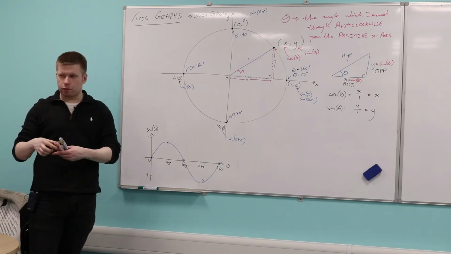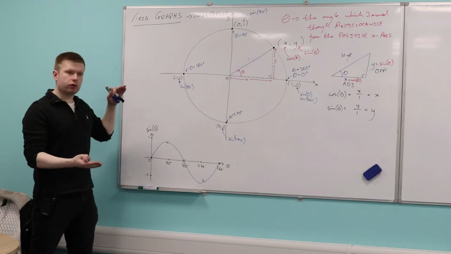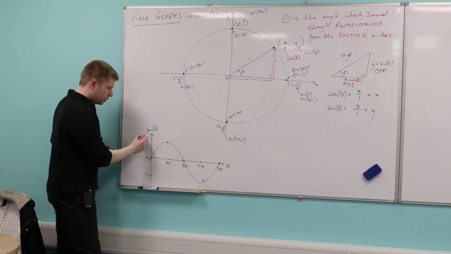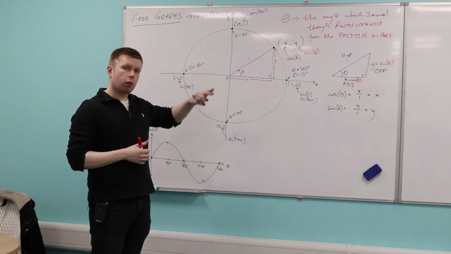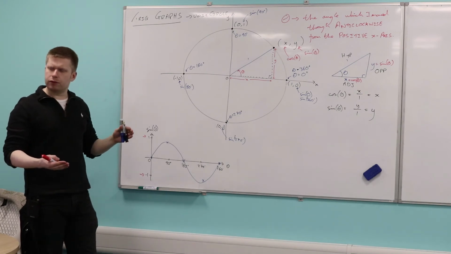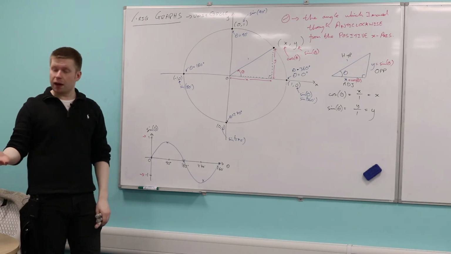A couple of things to notice from this graph. What is the range? What is the maximum value and the minimum value of sine? 1. Yeah, so that's the maximum and that's the minimum. Why is the maximum 1 and why is the minimum -1? Why can't it be 2? Why can't it be 1,000? Why does it have to be bounded between 1 and -1? Because it's a unit circle. It's the unit circle, absolutely.